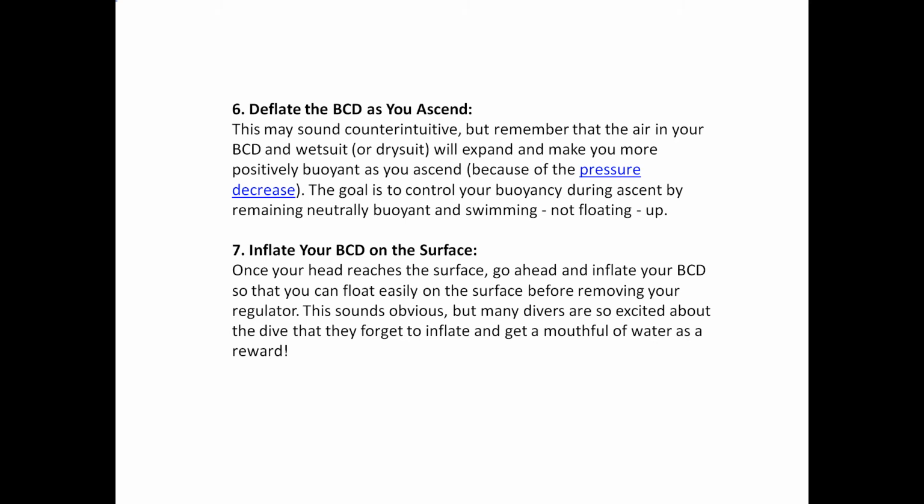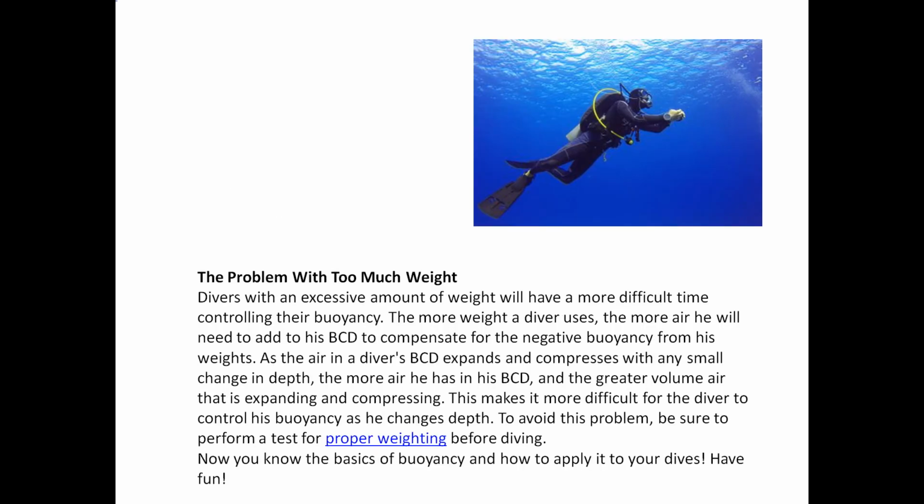Number 7. Inflate your BCD on the surface. Once your head reaches the surface, go ahead and inflate your BCD so that you can float easily on the surface before removing your regulator. Now this sounds obvious, but many divers who are excited about the dive will forget to inflate and get a mouthful of water as a reward.